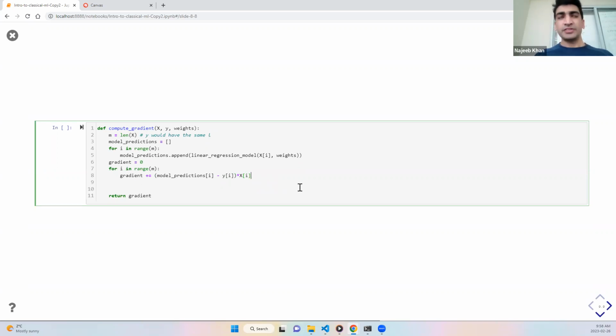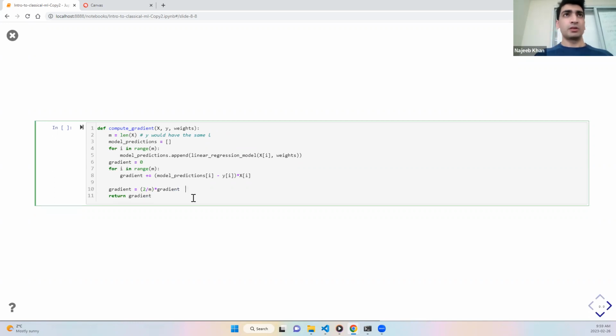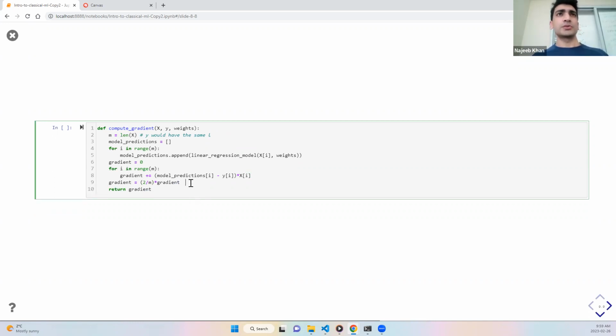Okay, and this gives me the sum of gradients. In the formula on the previous slide, we have a 2 divided by m as well. So to complete it, I'll just do gradient equal to, okay.